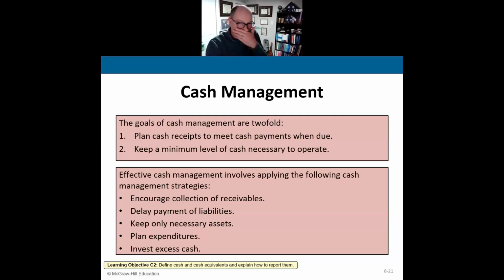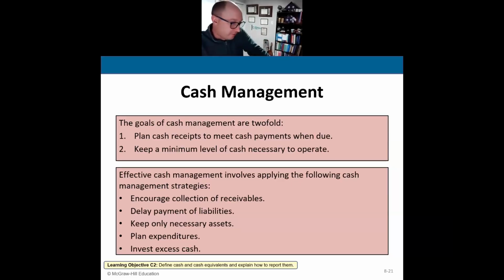Very important to manage your cash. Two parts of the plan. Plan cash receipts to meet cash payments when they are due. Fancy way of saying make sure you got enough cash in the bank to make your payments on time. That makes sense. And the second part of that plan is to keep a minimum level of cash necessary to operate. I would hope that that's common sense, but I know it's not. Let me explain that one to you.